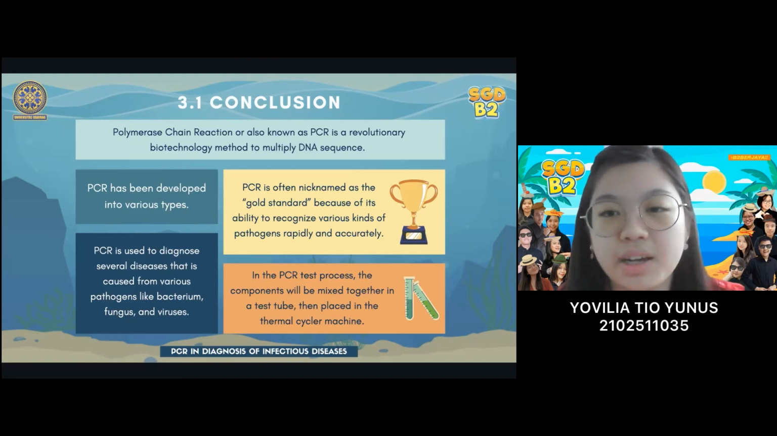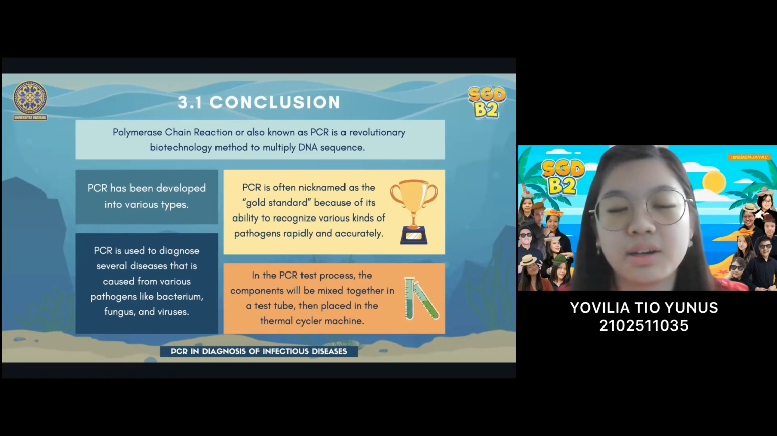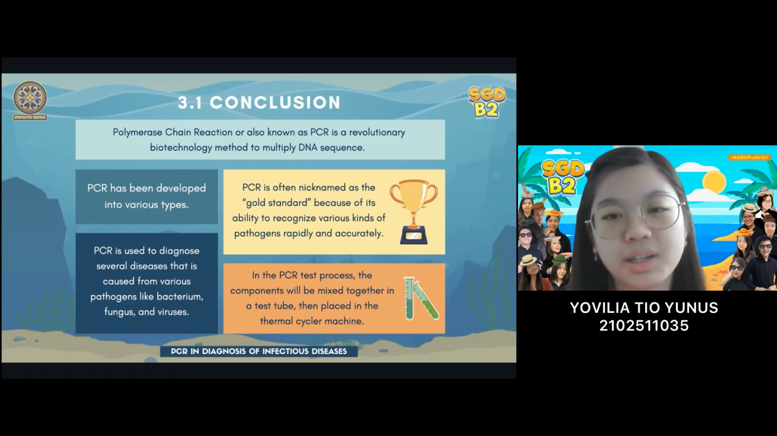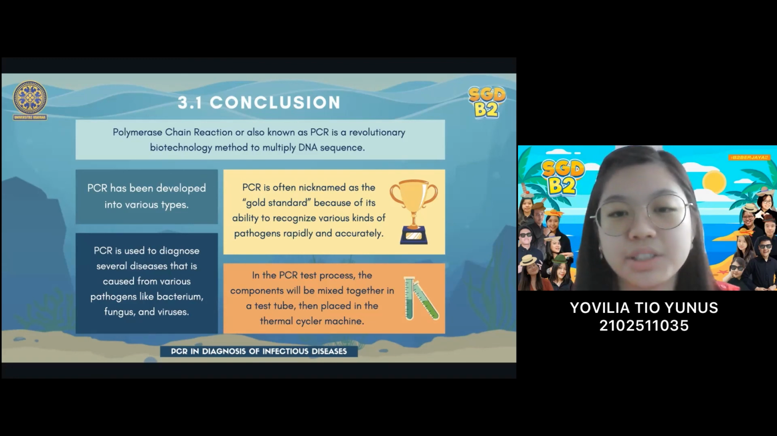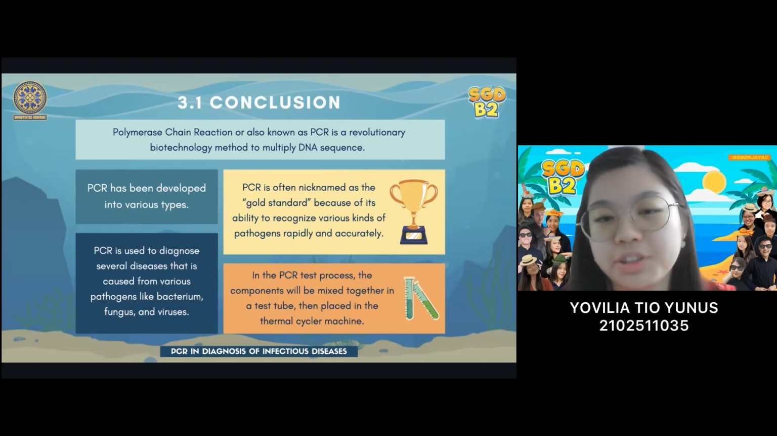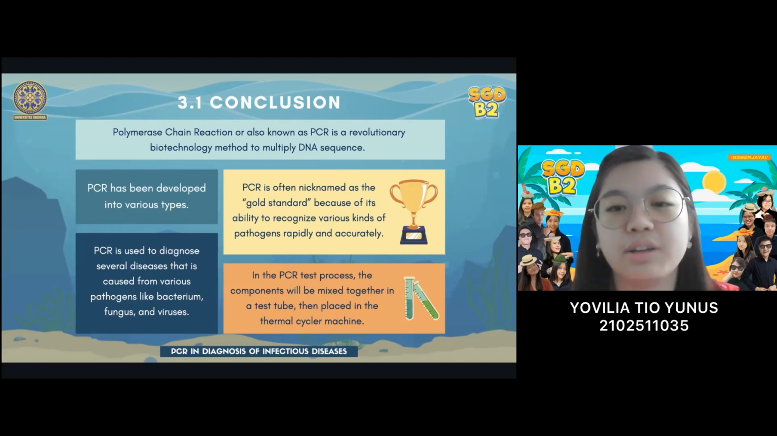In the PCR test process, the components such as template DNA, nucleotides, primers, and DNA polymerase will be mixed together in a test tube, then placed in the thermal cycler machine. PCR is used to diagnose several diseases that are caused by various pathogens like bacteria, fungi, and viruses.